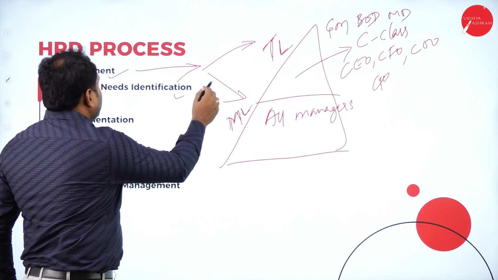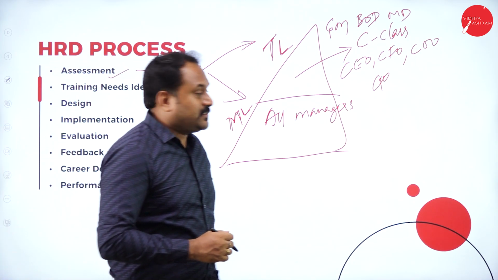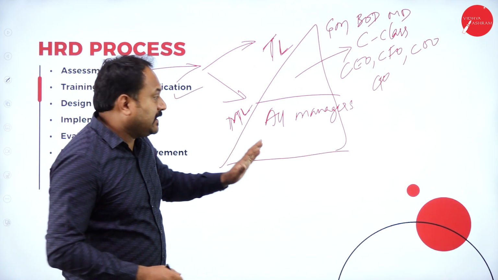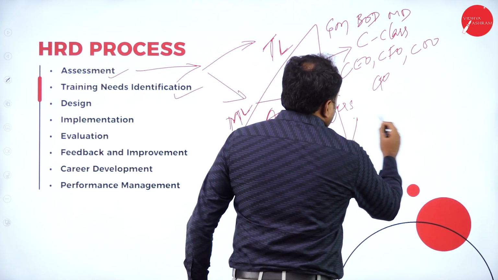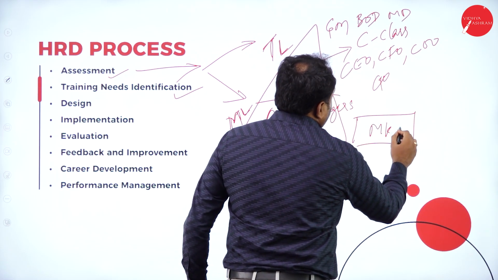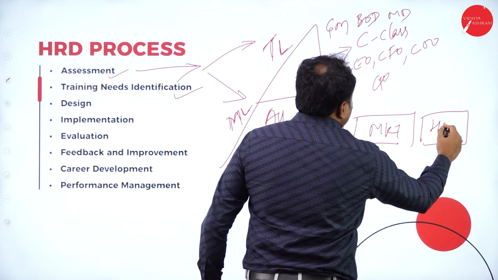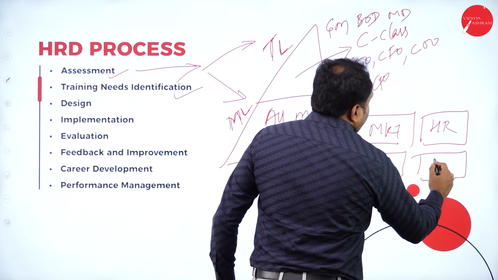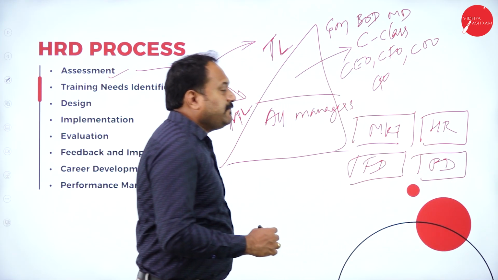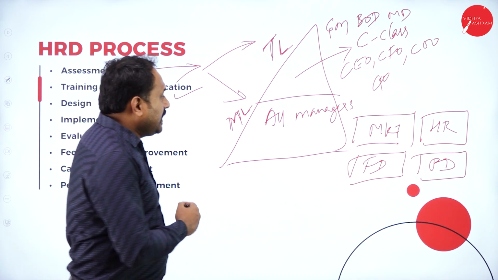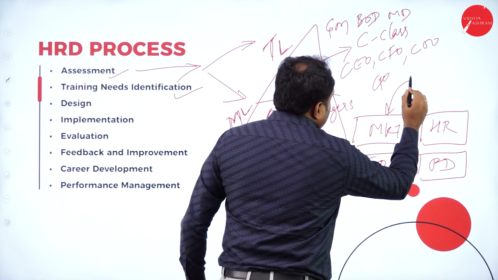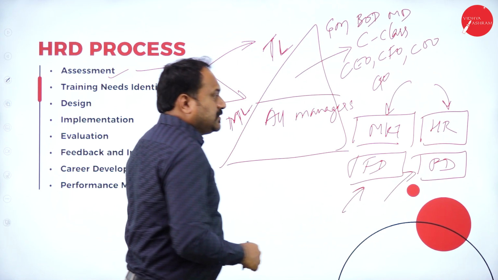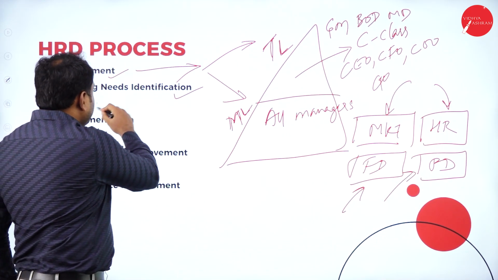Next is training need identification. Who needs training? Do all the people require training? Again, there are departments, right? We have the marketing department, the HR department, the finance department, the production department. We have a lot of departments. So which department should get training? Is it marketing, HR, finance, or production? You need to segregate. Then you will design.